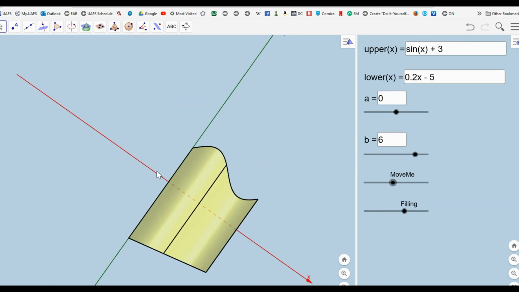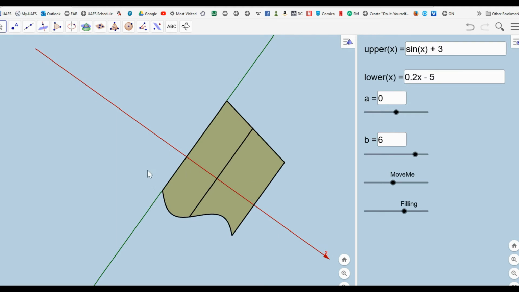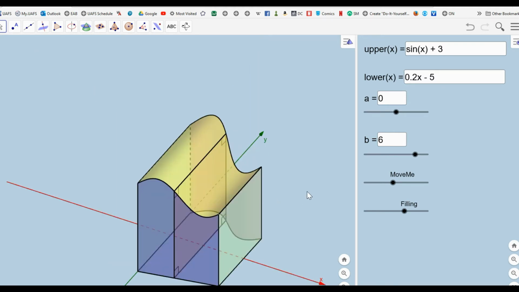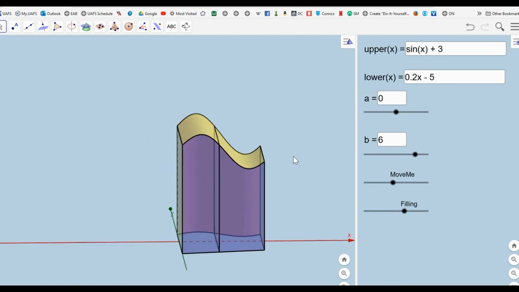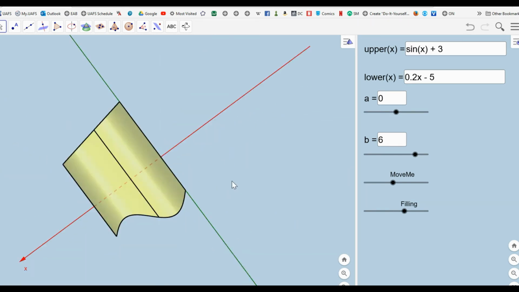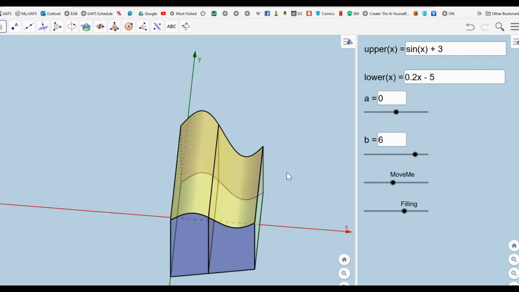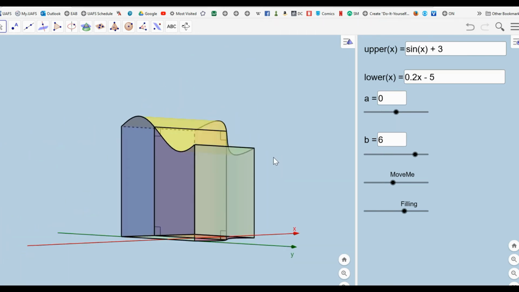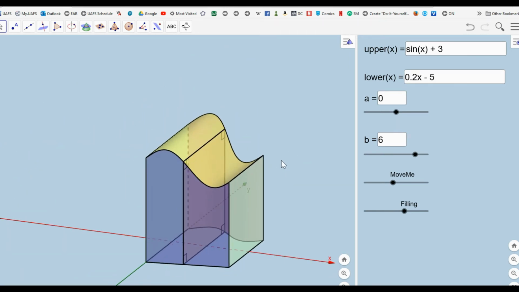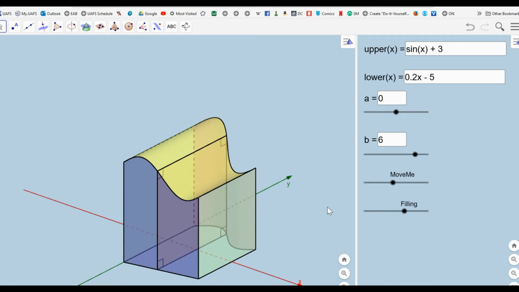But let's see if I can get it back around. But anyway, there we go. That's what the shape looks like from various viewpoints. Okay, so you can kind of get an idea of what that looks like.